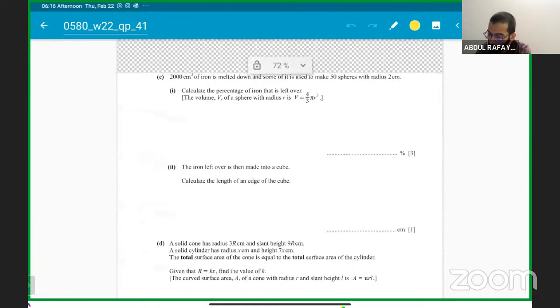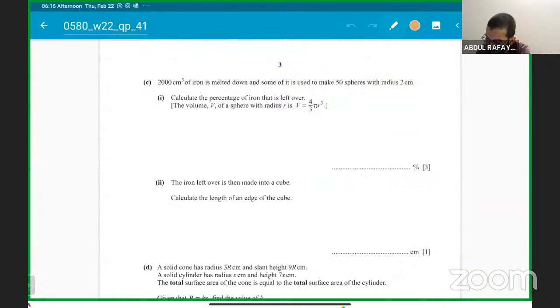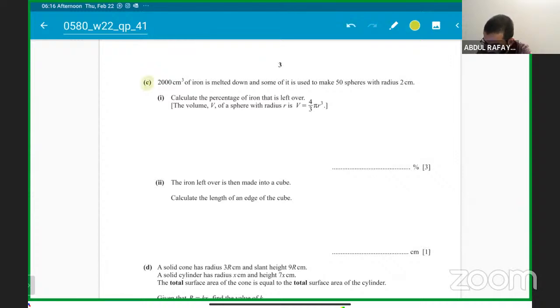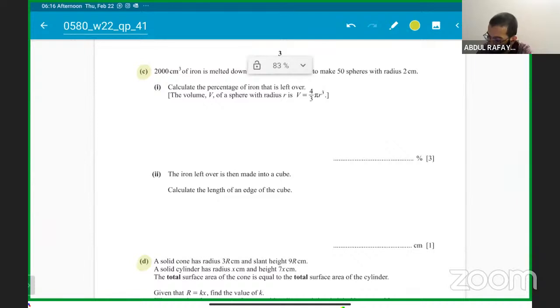Moving forward, the question is not completed. We have part C as well and part D as well. Students, that is still around 4, 5, 6, 7, 8 marks of the question left. So let's try to talk about it. It must be linked from the previous part.